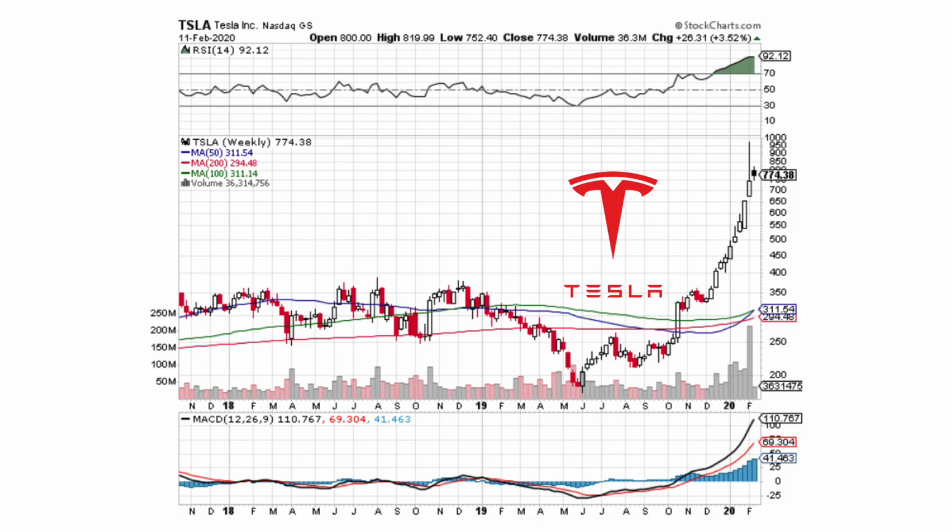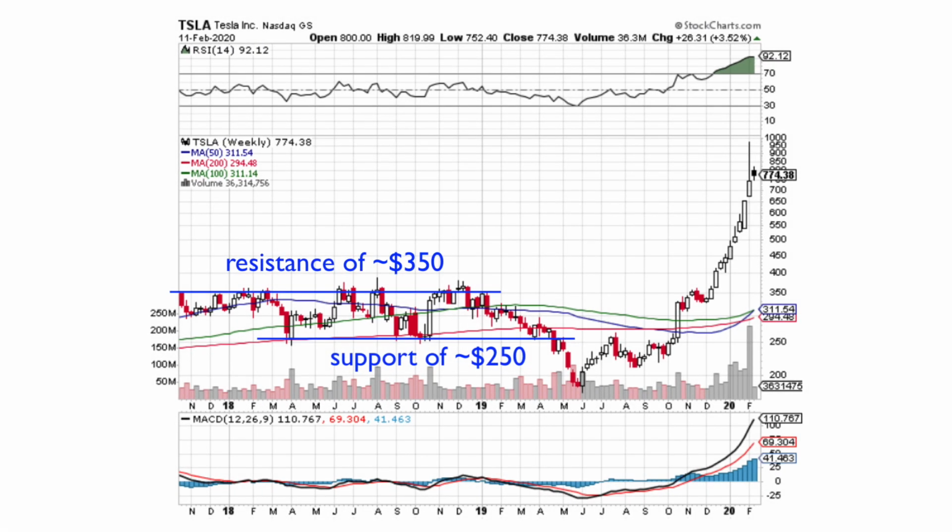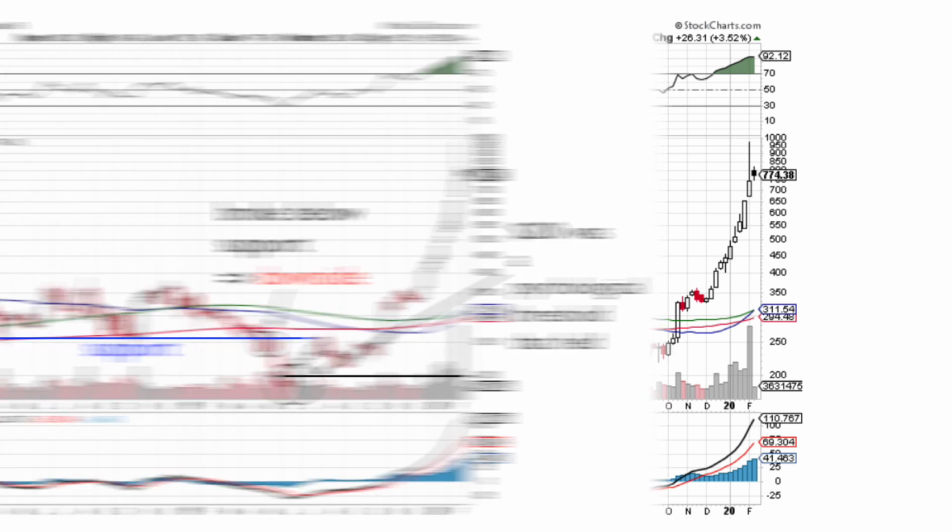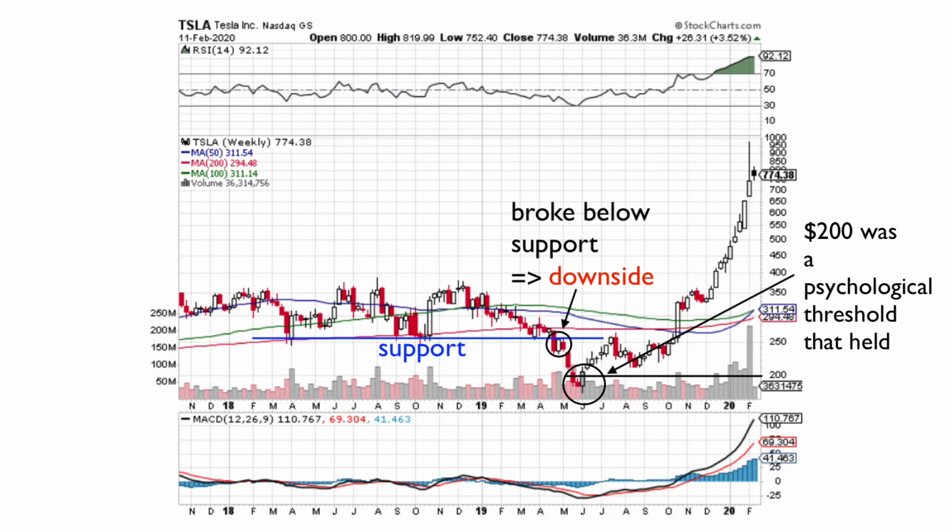Up next, we have Tesla. It's a super interesting chart. The growth stock had a resistance of about $350 for a long time, arguably for about 1.5 years, and it traded in a channel between that resistance and about $250. Tesla finally broke below the bottom of the channel at $250 before hitting a bottom below $200.